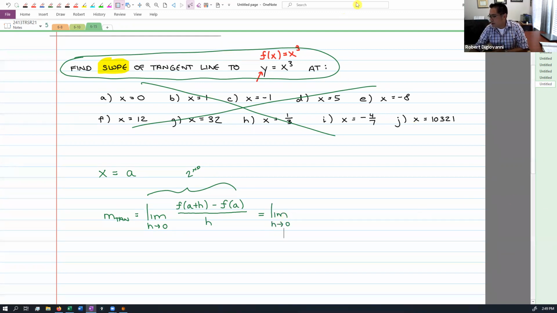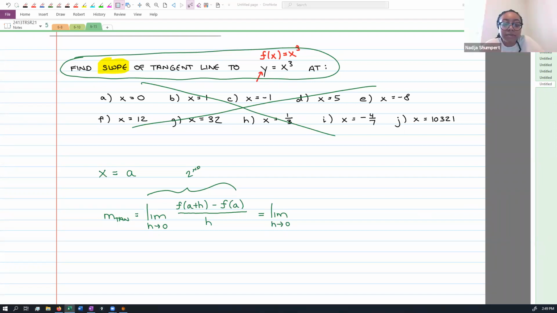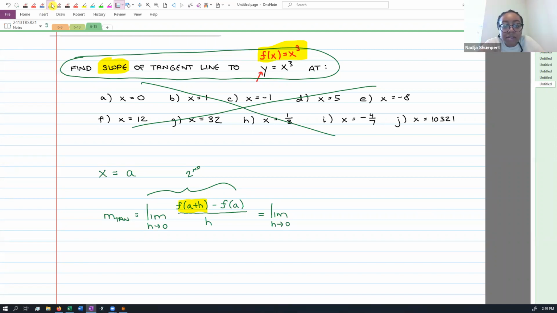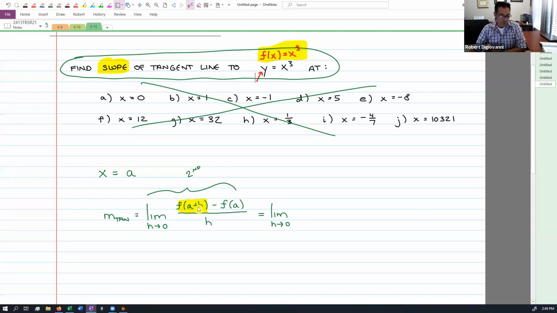Now let me call on somebody. Is Nadia here? Yes, sir. Okay, so tell me what this would turn into for the function we have up here. F of x to the third plus h. Okay, so I think what you're doing is just adding h to it. We're supposed to take a plus h and plug it in for x. So replace x with a plus h, and what would you have?